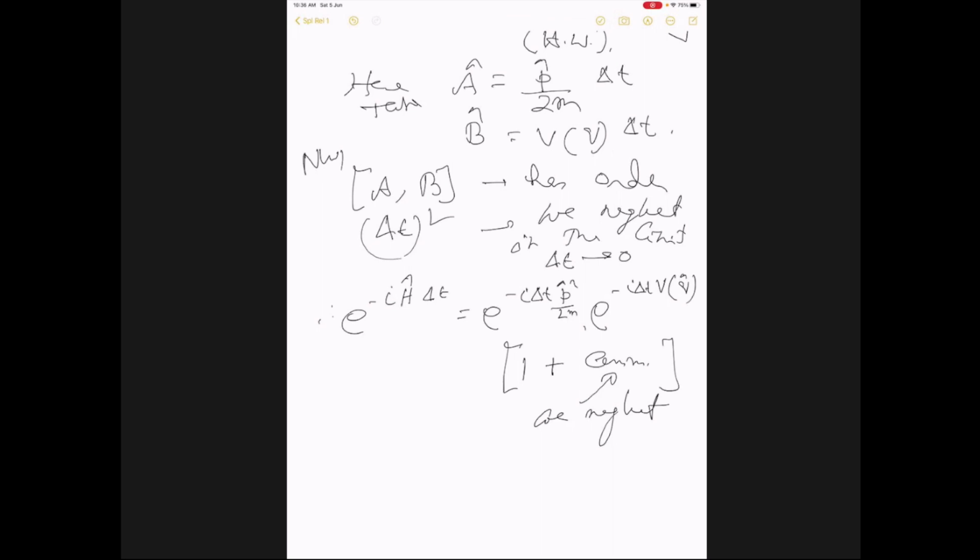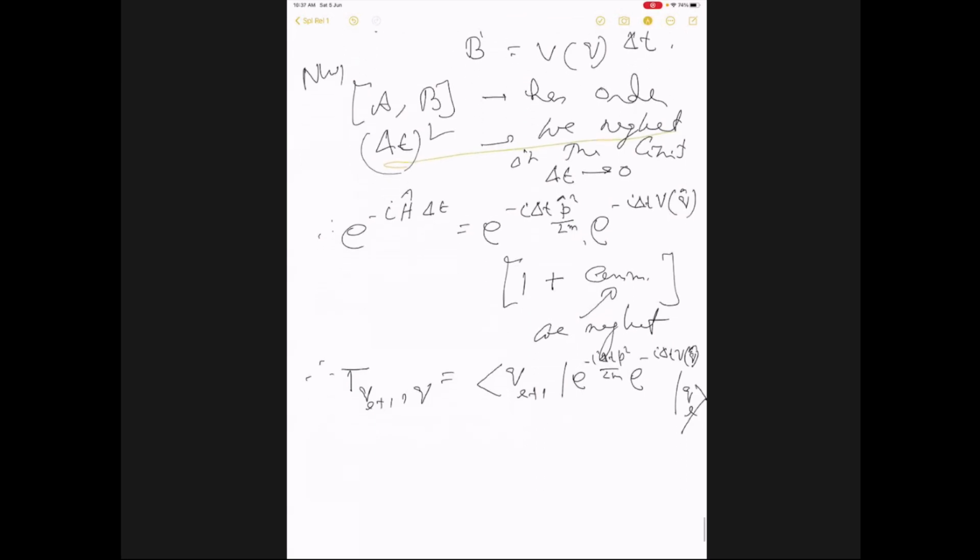So the transfer matrix T, q_{l+1} comma q, becomes q_{l+1} e to the power minus i delta t p squared by twice m times e to the power minus i delta t V of q, all are operators, times q_l, because the commutator part is gone.